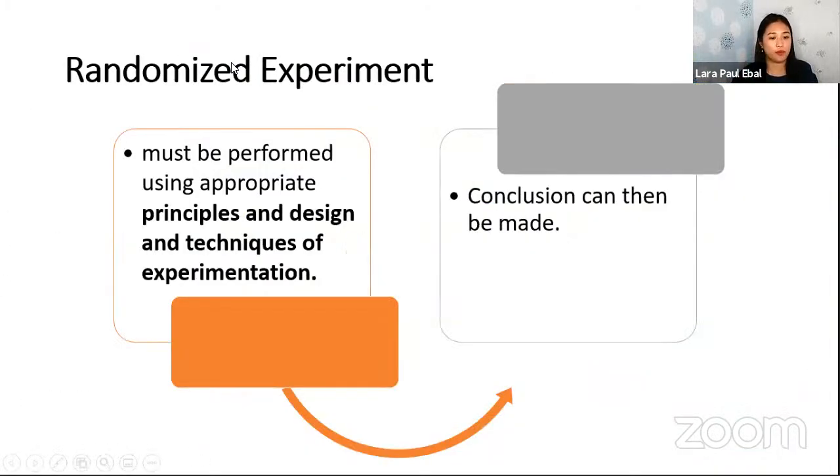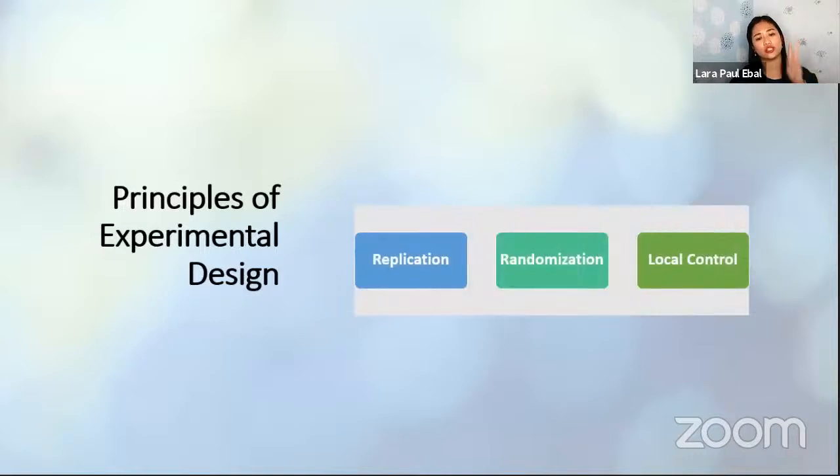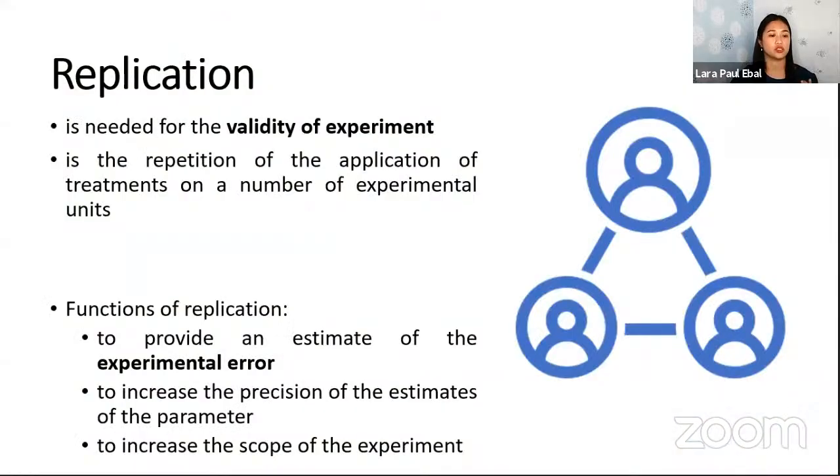Okay, so a randomized experiment must be performed using appropriate principles, design, and techniques of experimentation. So we need to know these principles, okay, so that we are confident with our experiment. And we need also to know those design structures so that we are confident with our experiment to come up with a valid conclusion. So what are those principles? Number one, replication. Number two, randomization. Number three, local control. So we start with this replication.